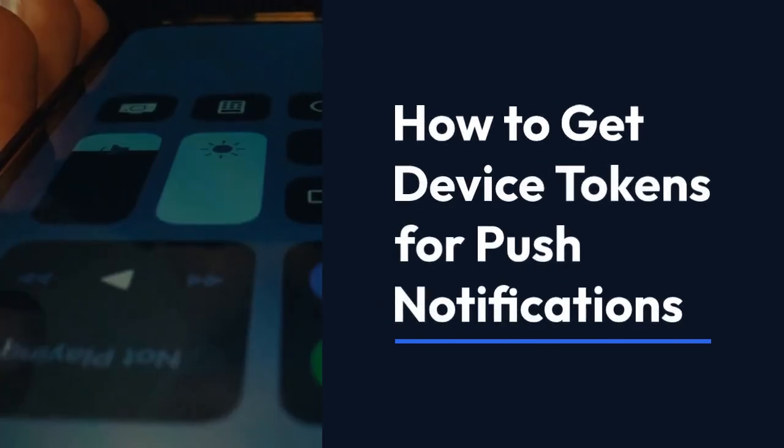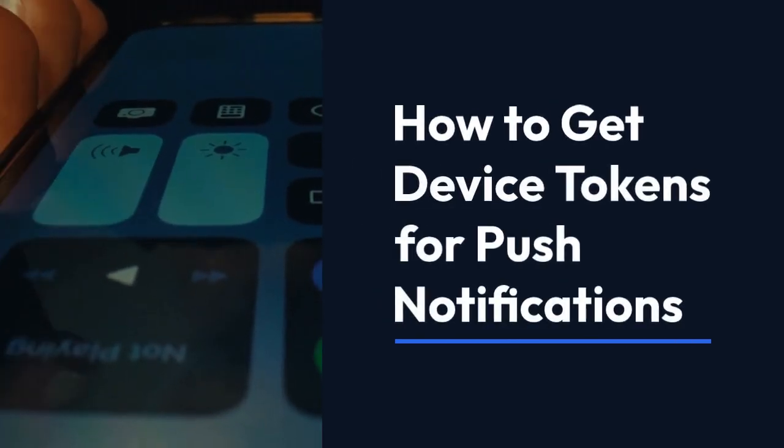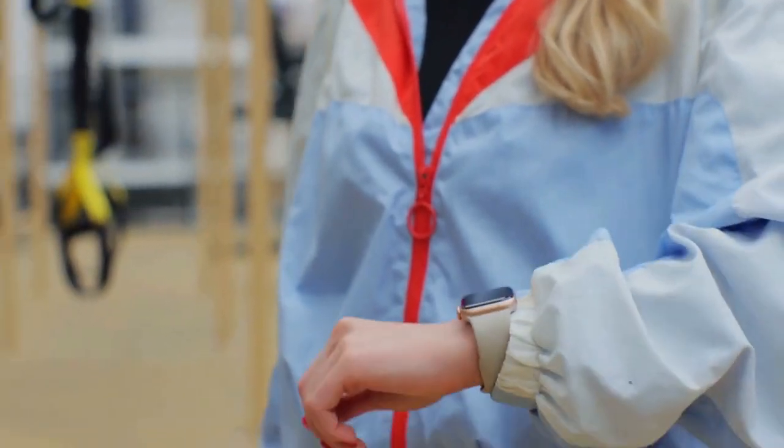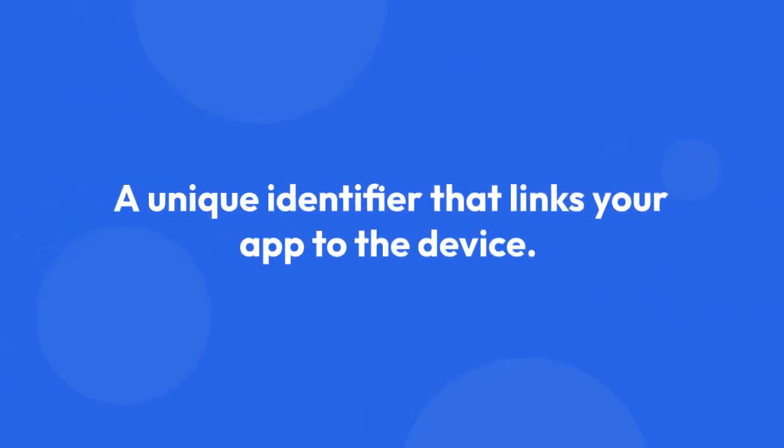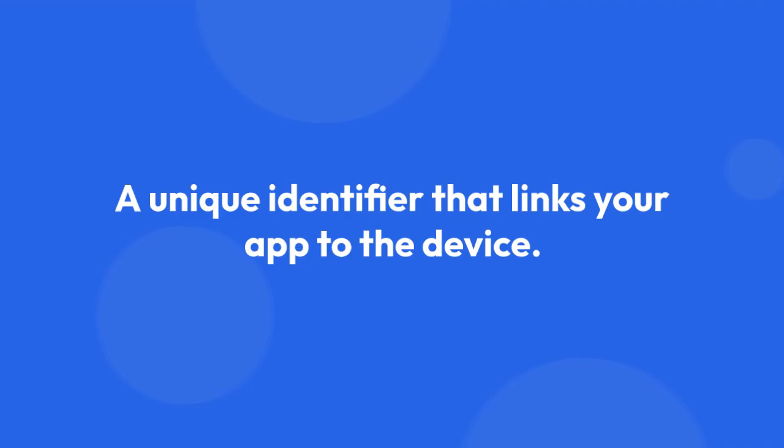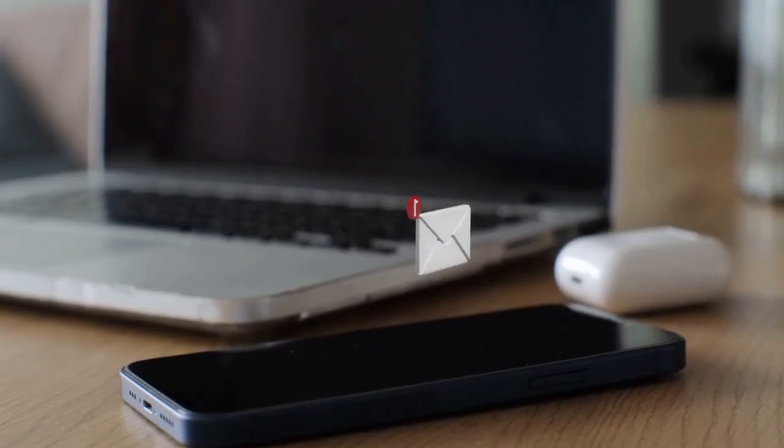We're going to explain how to get device tokens for push notifications. This token is essential for sending push notifications to a specific device, whether it's an iPhone, Android phone, or another device. It's a unique identifier that links your app to the device. Let's break down the process.